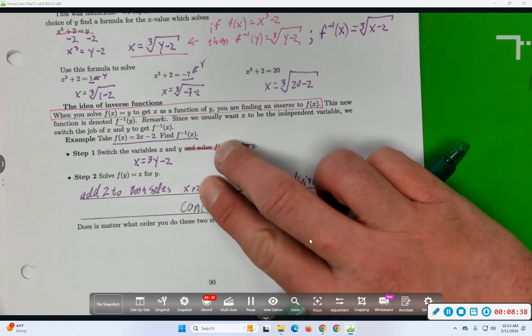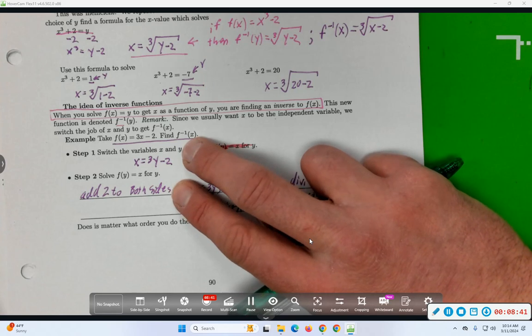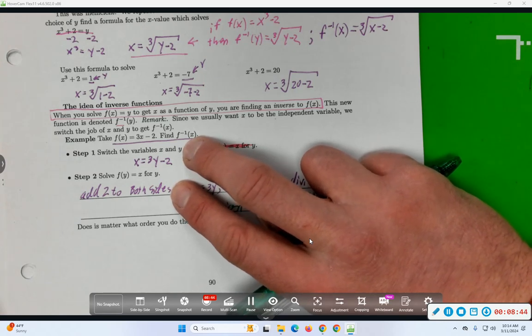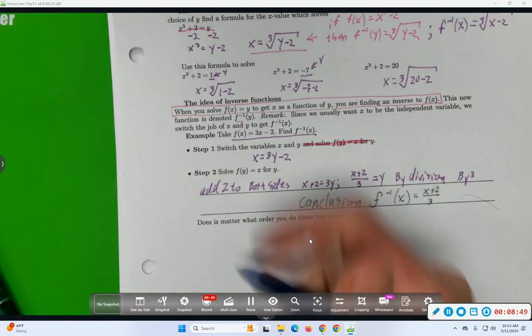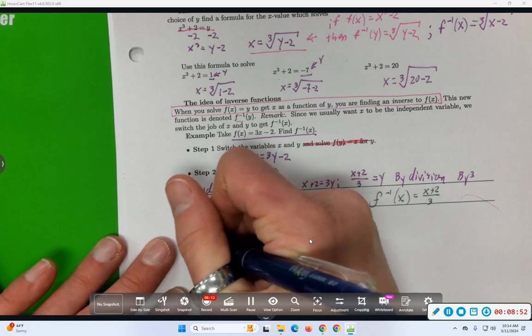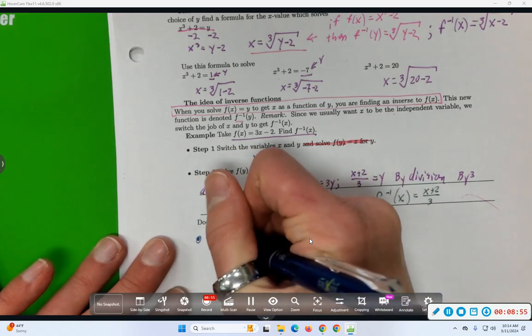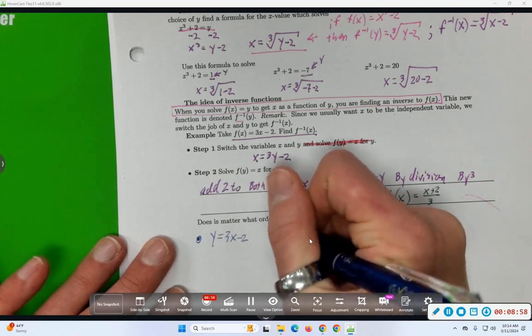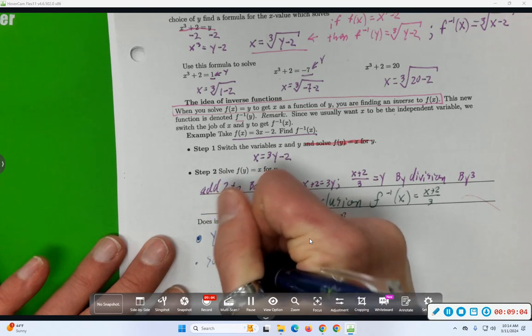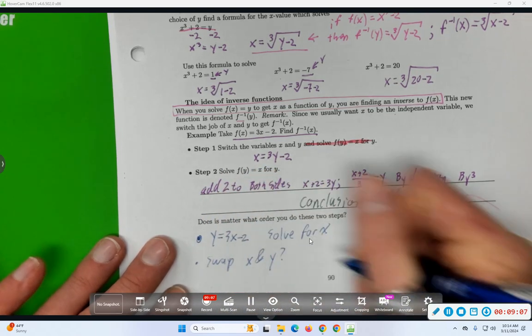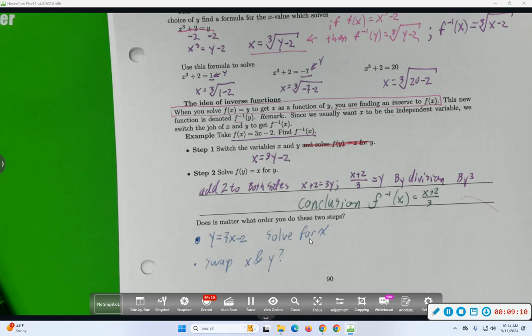So, as a quick remark, I did these 2 steps where first I swapped x and y, and then I solved for y. Would it be just as valid to do the following? Could I first take y equals 3x minus 2 and solve that for x, and then swap x and y? Would that also do the same job? Yeah, of course it would. So there's nothing magic about the order of when you decide to swap the roles of x and y. Just make sure you're solving for the right thing when you're solving.